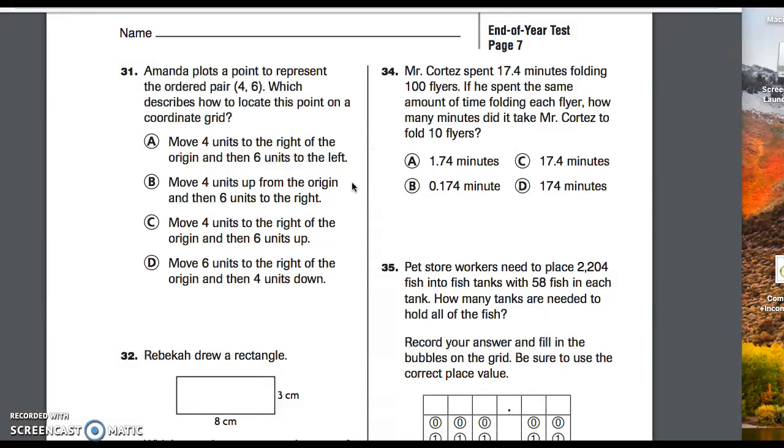B. Move 4 units up from the origin and then 6 units to the right. C. Move 4 units to the right of the origin and then 6 units up. D. Move 6 units to the right of the origin and then 4 units down.